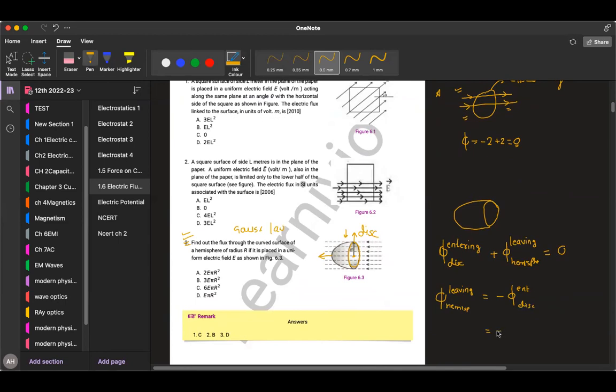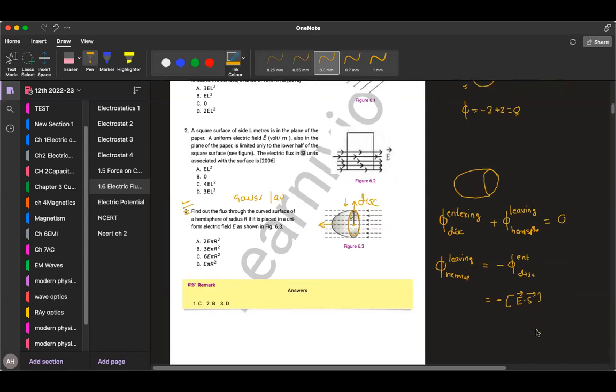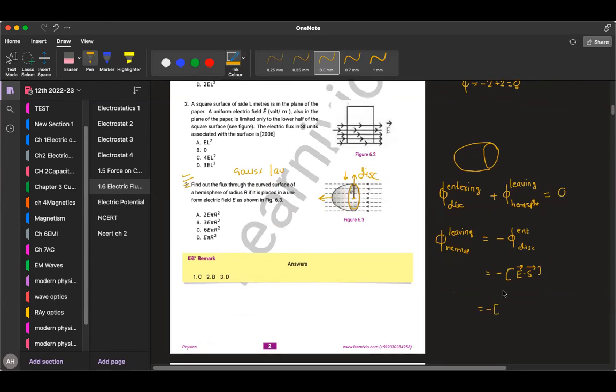Now, the disk is a plane surface. For a plane surface, you can easily calculate your flux. You can write flux as E dot S, which will be equal to minus of the electric field. Now, see, this is your disk. The area vector is outwards, and the electric field is inward. So the angle between the electric field and the area vector is 180 degrees, since they are in opposite directions. So you can write this as ES cos 180. Cos 180 is minus 1. What is S? S is the area of the disk, which is pi r square. So the correct option is... do it. If you have doubts, I can repeat it again.